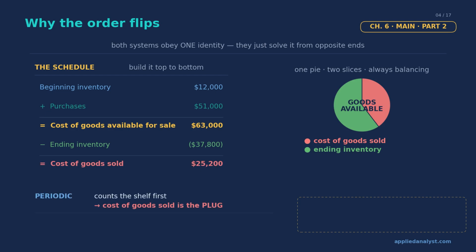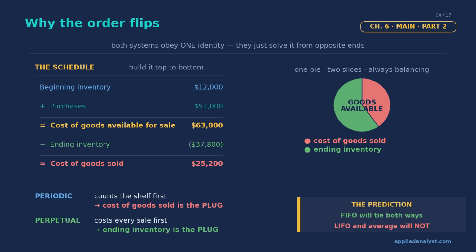Periodic counts the shelf at year-end, so it measures ending inventory first, and cost of goods sold is the plug. Perpetual is the opposite. It costs every sale live, so it measures cost of goods sold first, and ending inventory becomes the plug. Same schedule, opposite ends. So the rule, compute the number your system actually measures, then back into the other. And here's the prediction to hold on to all night. FIFO will tie both ways because oldest out ignores timing completely, but LIFO and the moving average will not tie. Keep that close. Let's start with the friendly one, FIFO.